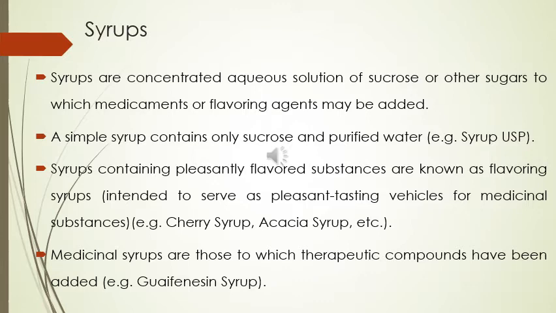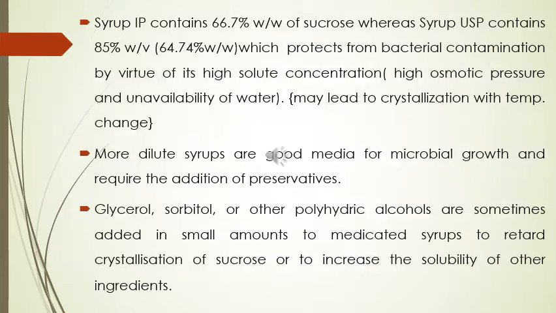Then syrups containing pleasantly flavored substance are called as flavored syrups. Now these are generally added as a diluent. The examples are cherry syrup and acacia syrup, which imparts the flavor to the formulation. Second is the medicinal syrup, in which we add medicaments for the therapeutic effect. The examples are guaifenesin or any cough syrup.